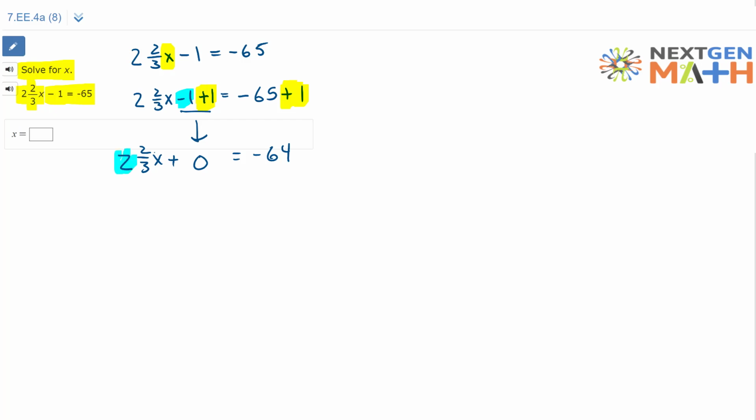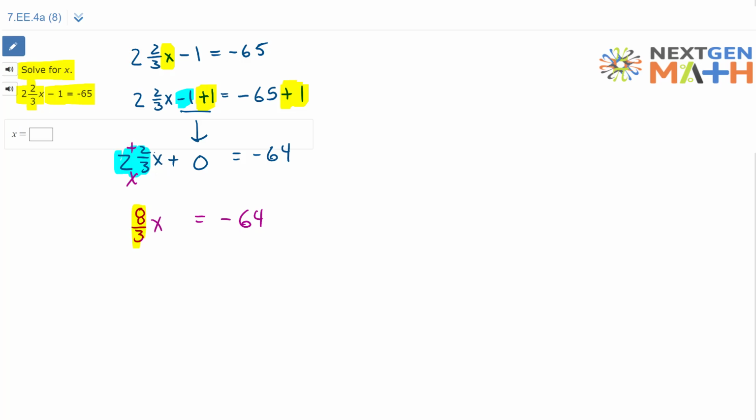Well, let's do this. Let's rewrite this as a fraction greater than 1. And to do that, we'll do a little conversion. 2 times 3 is 6. We add that 2 up there. That means 8/3. So we have 8/3 x, and we don't need to write the 0 because that has no value, is equal to negative 64.